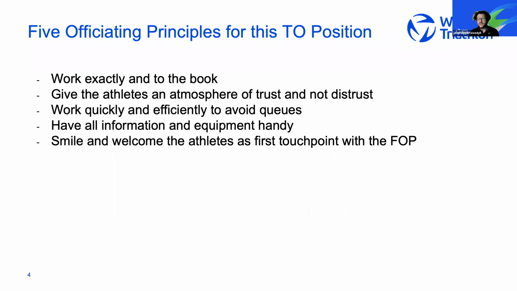Work quickly and efficiently to avoid queues, as I said. That is very important. So don't check too long. If there's anything to clarify, get the head referee, clear the things, and don't stick too long with the same athletes to clarify things. And in order to do that, you need to have all the information and equipment handy, which is the BikeCheck tool, which is everything that you need to write things down and to check.